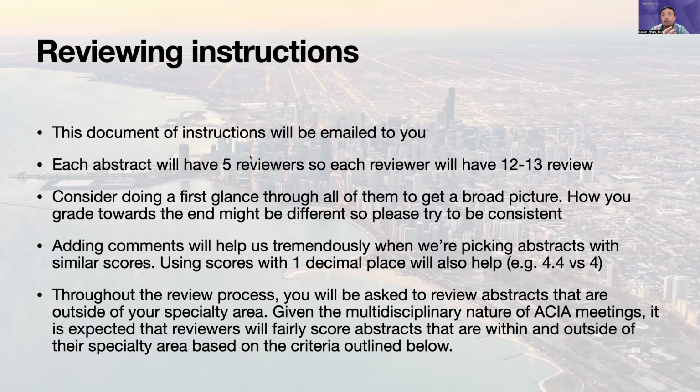Consider doing a first glance through all of the abstracts really quickly, just so you get a general sense and a broad picture of what everything is. Especially if you're going to be doing this through multiple days, then how you review things at the very beginning might be different towards the end. So please try to be consistent with that. Adding comments to the reviewing process will tremendously help us when we're picking abstracts, and a bunch of abstracts have similar scores. Those would be the differentiators, and also using scores with one decimal place will also help. So like a 4.4 instead of just a 4.